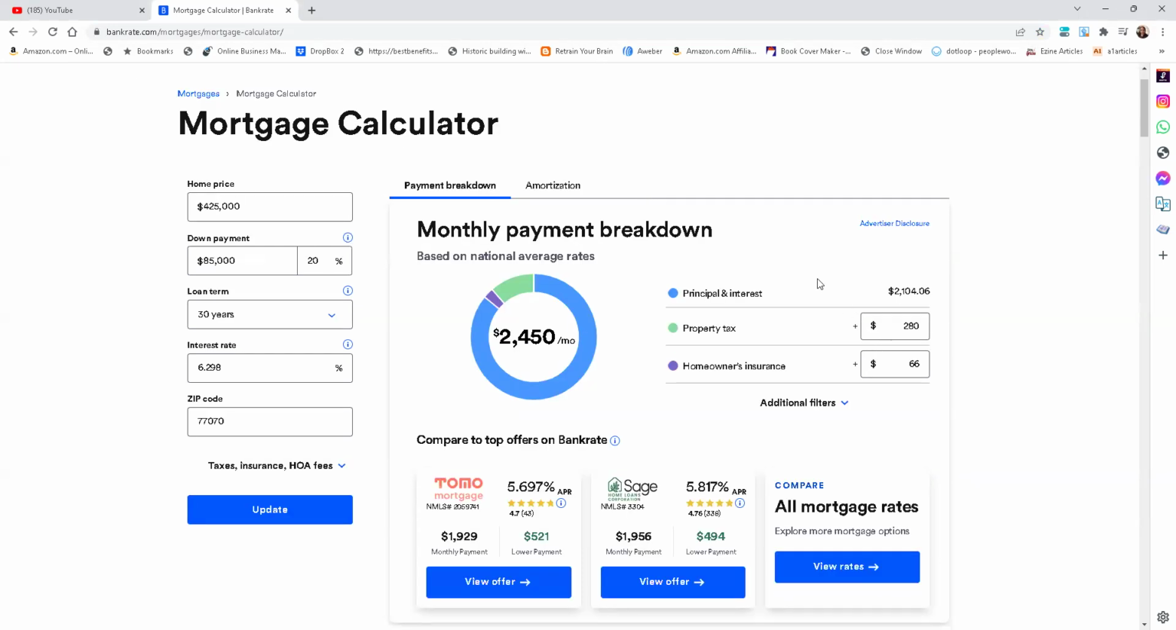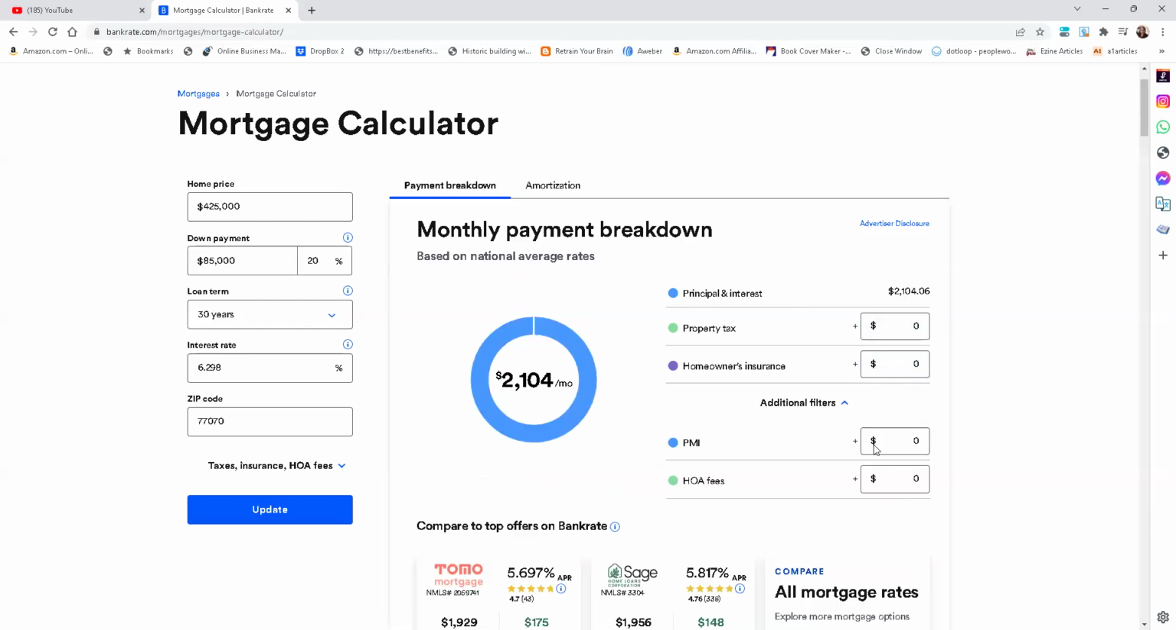A couple of things before we start. We're only going to be talking about principal and interest. We're not going to be looking at the property tax. We're not going to be looking at the homeowner's insurance. We're not going to be looking at PMI or HOA fees. These are four variables that will change.